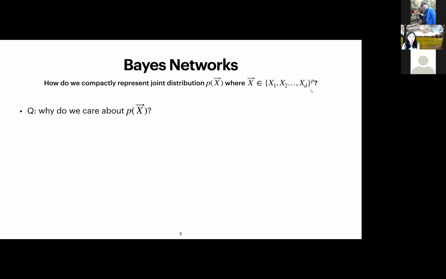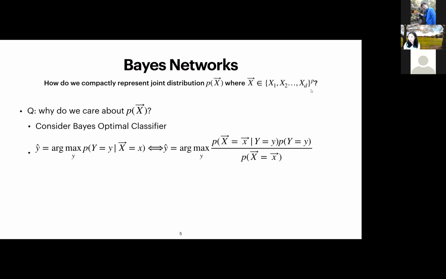First of all, why do we care about the joint probability, right? So consider this Bayes optimal classifier. This is probably one of the most important classifiers as you were introduced to machine learning. Maybe in your undergraduate machine learning course, or if you've learned machine learning in an online course, this would probably be one of the few most important classifiers you've learned. So consider this Bayes optimal classifier. What is it? Just to recall.